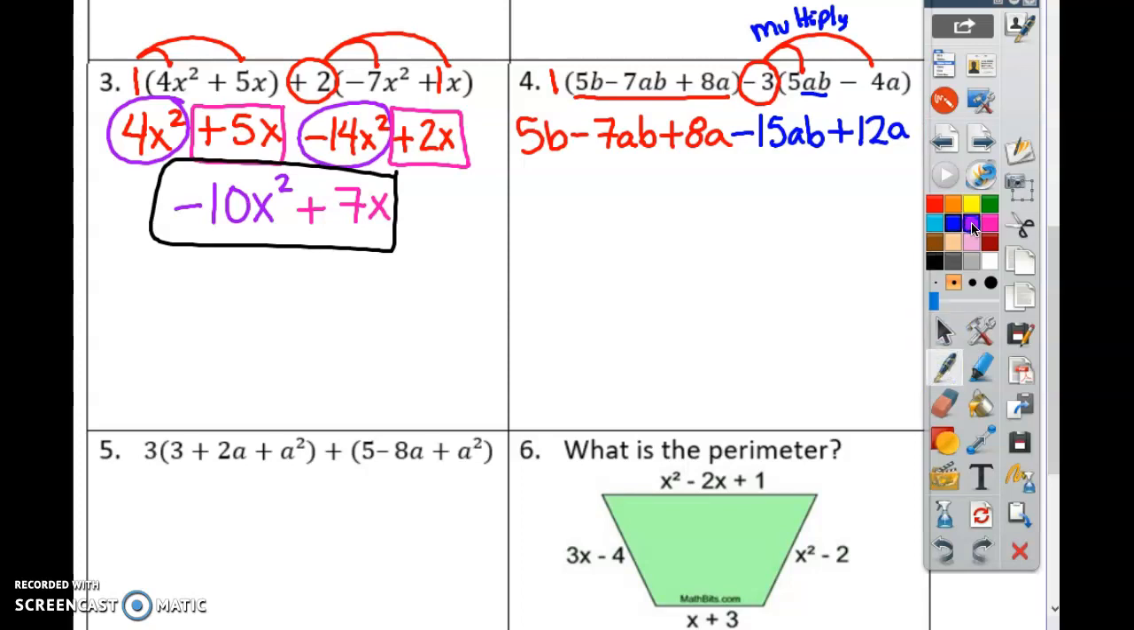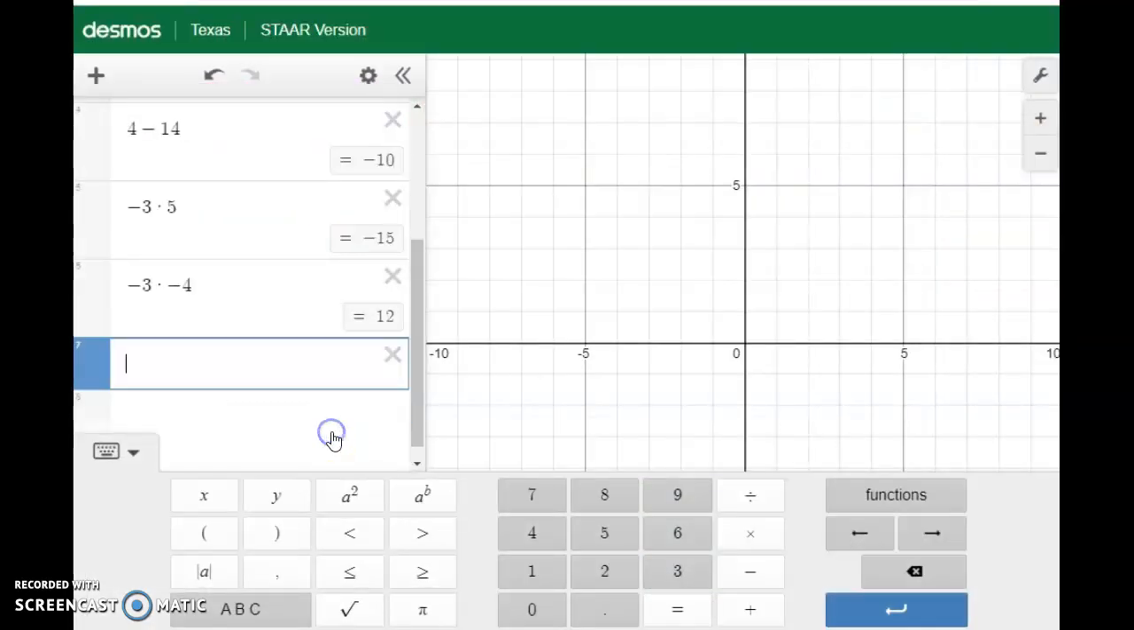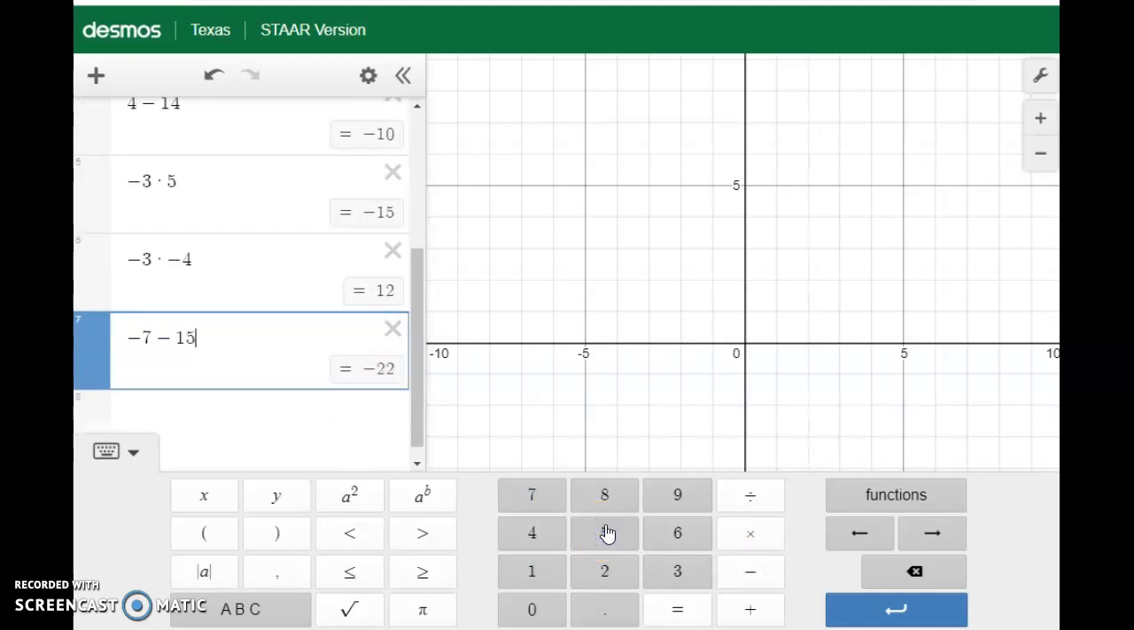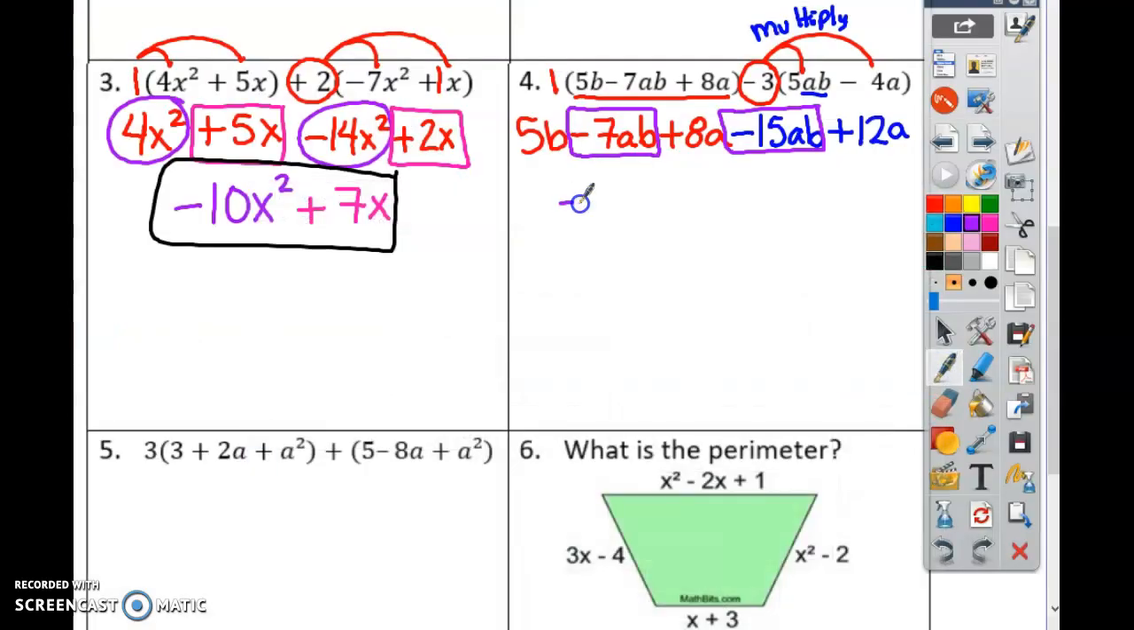So what's the next step? Combine like terms. So which ones look alike? It's not a 7, it's a negative 7ab minus 15ab. So in the calculator, you're going to put negative 7 minus 15. If you forget the negative on the 7, you're going to get it wrong. So it's a negative 22ab.